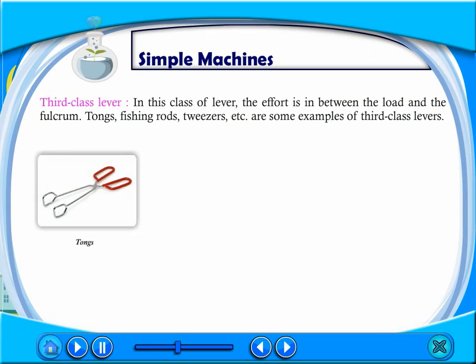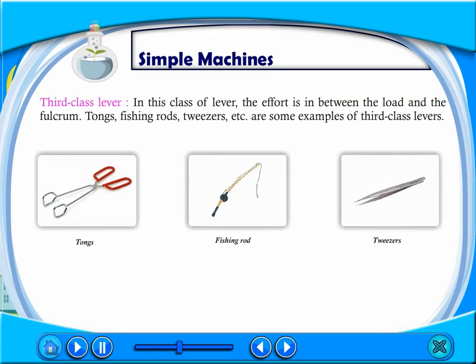Third class lever. In this class of lever, the effort is in between the load and the fulcrum. Tongs, fishing rods, tweezers, etc. are some examples of third class levers.